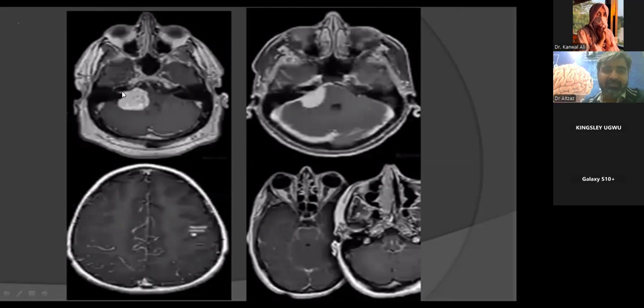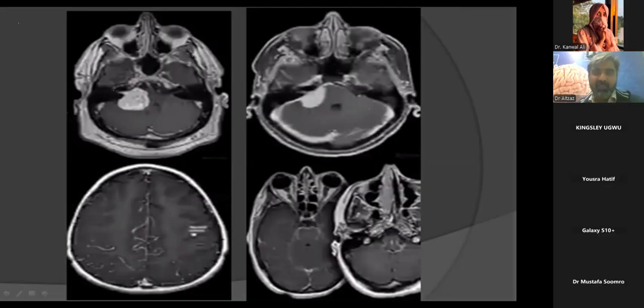This is invading, going into the IAC, internal auditory canal. There's no dural tail. It is the second brother, you can say, of the meningioma at the CP angle. It is a schwannoma. So the dural tail enhancement, most likely extra-axial lesions, meningioma, solitary fibrous tumors.